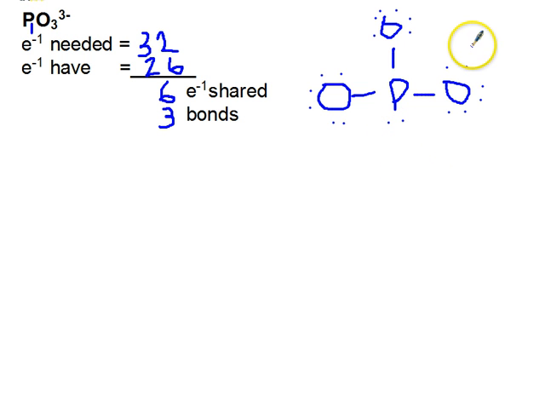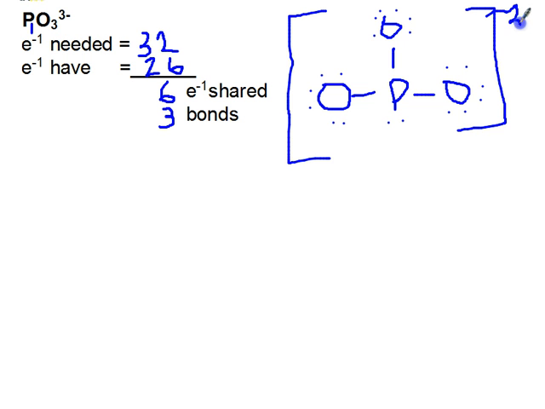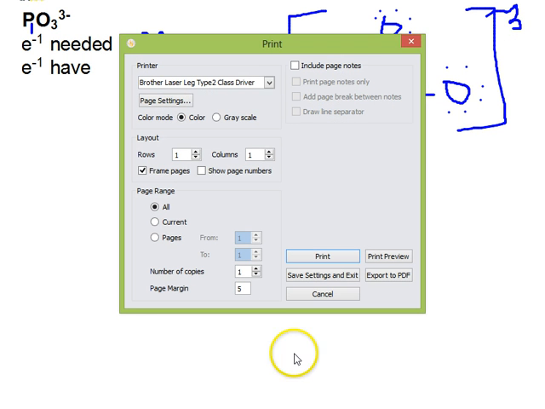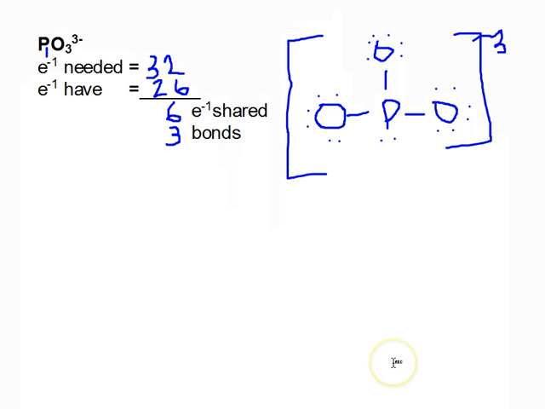And you can check your work by counting the number, and if you check, there's 26 electrons used, and we need to indicate that this is a polyatomic ion, so we're going to put a bracket around it, and the charge is going to be -3. Okay, so that should finish up that ion.